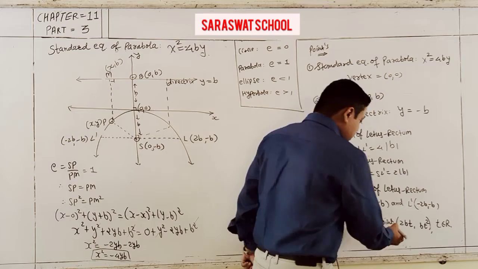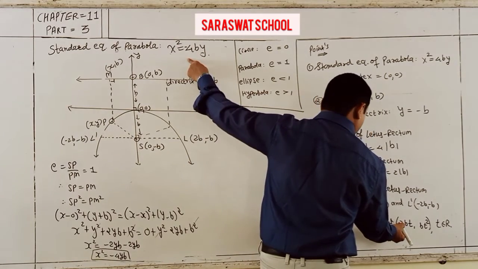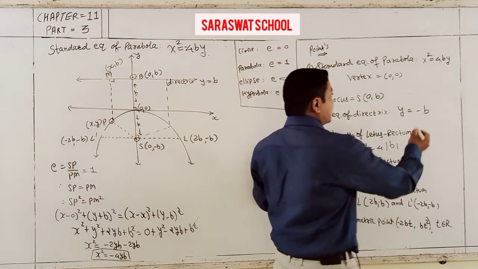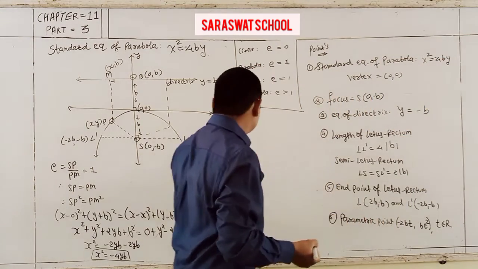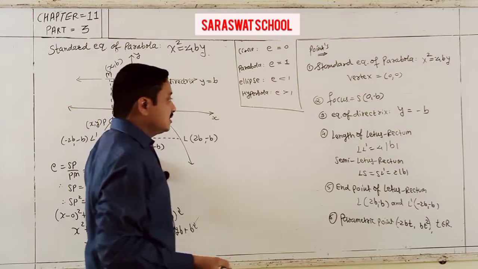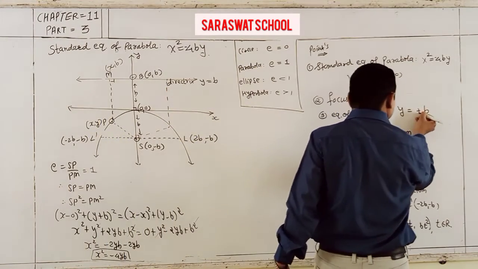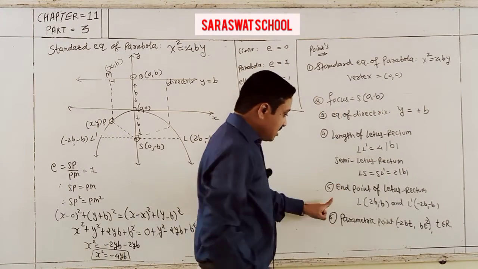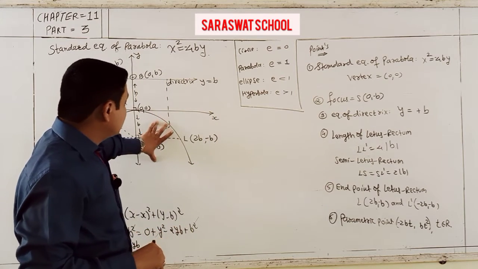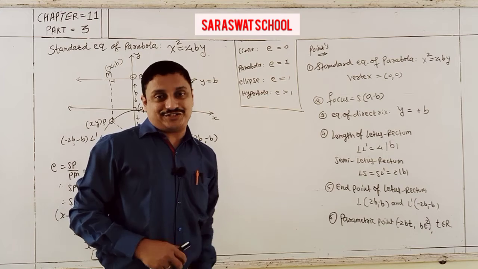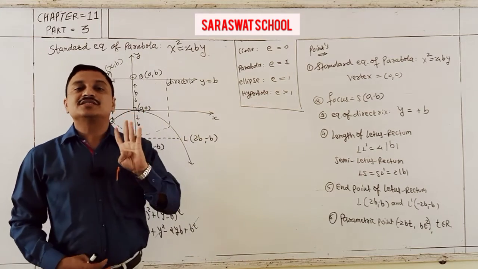This also changes: here minus x square becomes minus 2b, so x square is equal to minus 4by. Similarly, the focus becomes 0 comma minus b. Directrix, y is equal to plus b. This is the same, that already I changed here. And after this drawing, students, you will write down all points. Now here 4 cases are done.